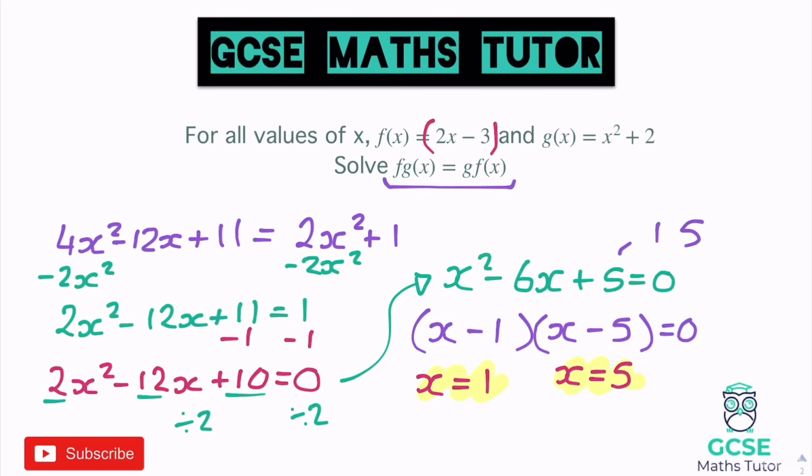So we had quite a lot going on in that question. We had forming our expressions for f, g x and g f x, and then actually using that to form and solve a quadratic, and actually factorising there and getting our two solutions. So let's have a look at our next question.